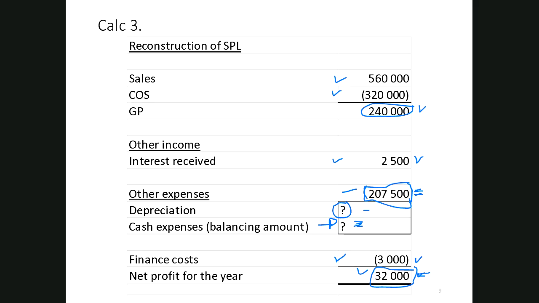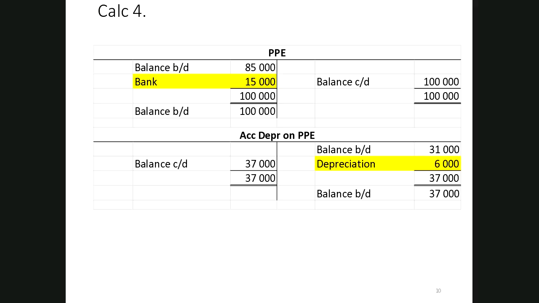So our next step is to go to the property, plant and equipment accounts. So they don't specify what type of PPE, everything is in one account. So here's your opening and your closing balance at cost. Remember, this is the cost.